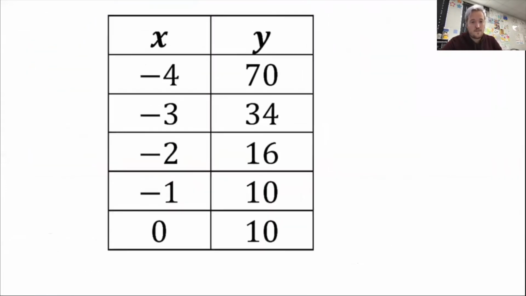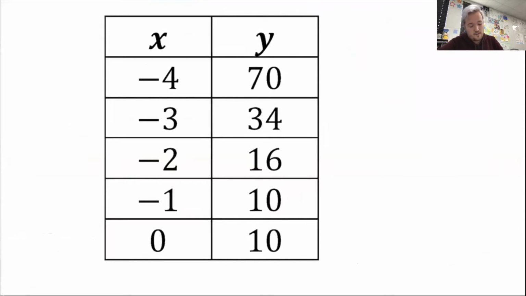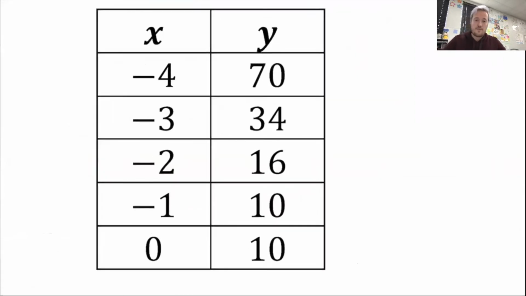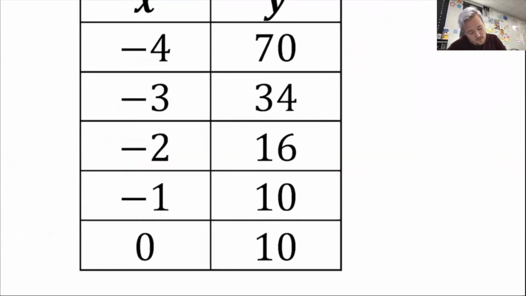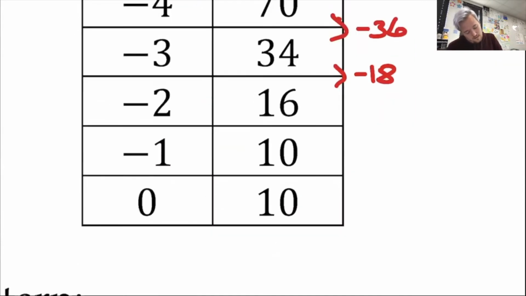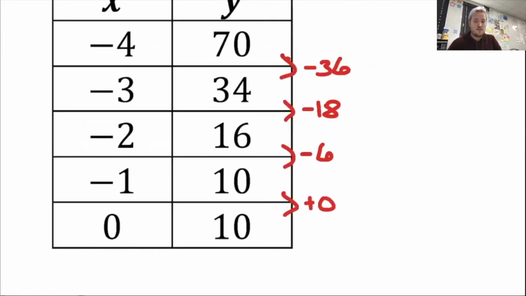All right, so same idea for this next one. So we're looking at the change from 70 to 34. So 70 to 34, that's a change of 36, I believe. All right, so that's 36. 34 to 16, what is that, 18? Yep. Minus 18. All right, then minus 6. And we have no change here, so that's plus 0.